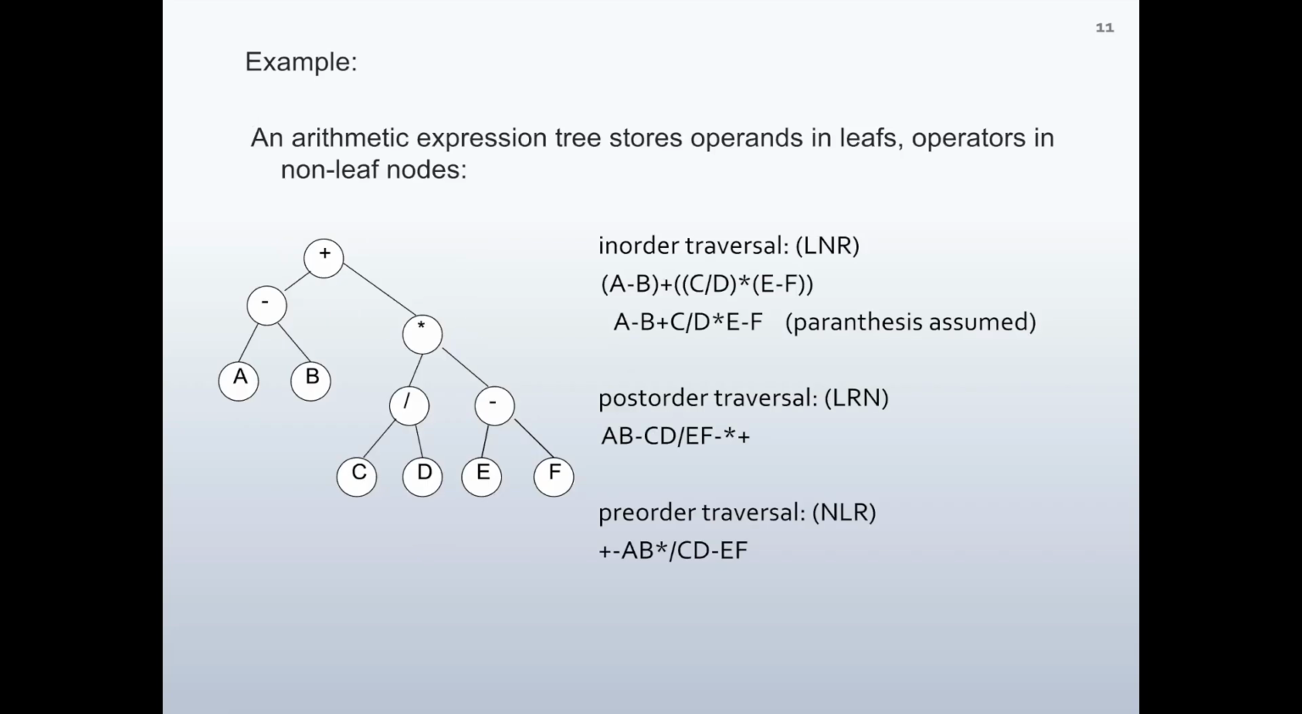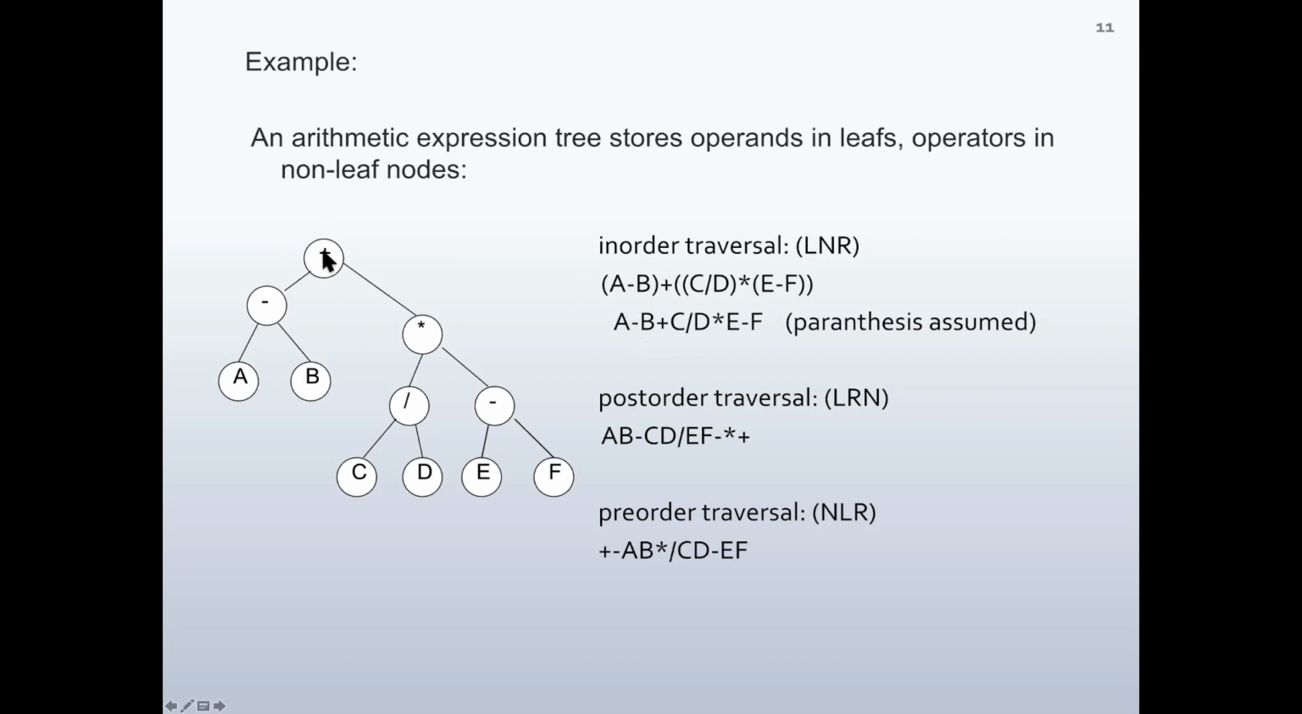As an example, we are going to consider arithmetic expression tree, which stores operands in leaves and operators in non-leaf nodes. First, we will traverse the tree in Inorder traversal. That is, we will visit the left subtree first, then we will visit the node, and then the right subtree recursively. Here is the output produced by the Inorder traversal. Here in the visit node, the content of the data is outputted.